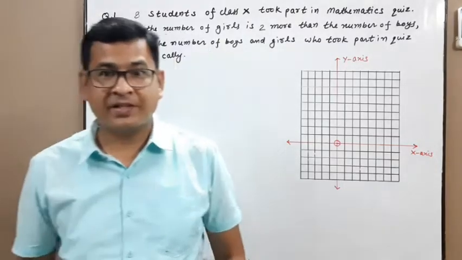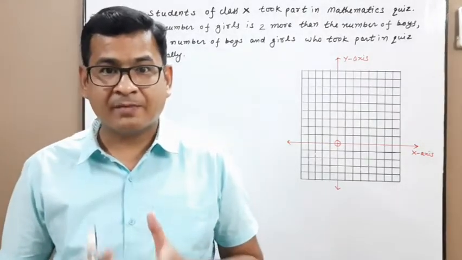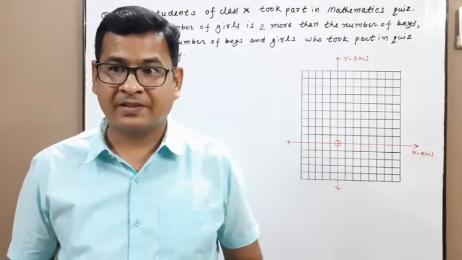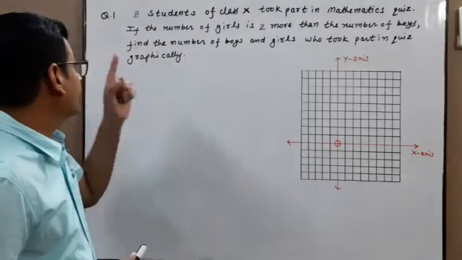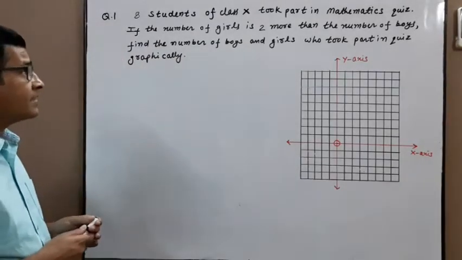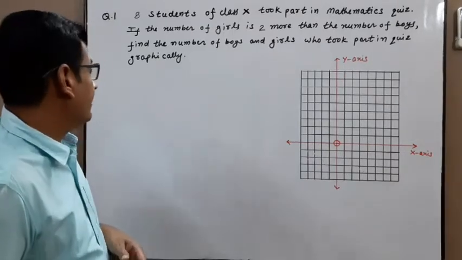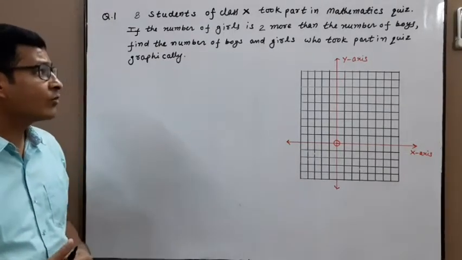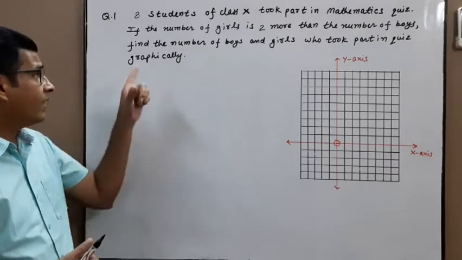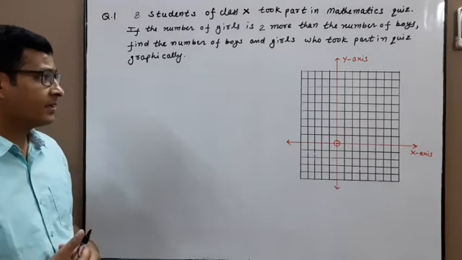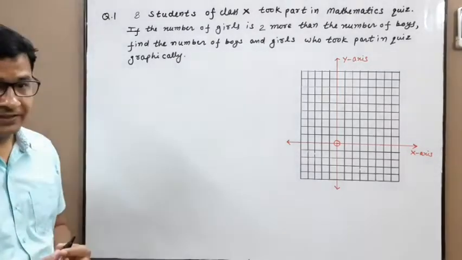Hello students, today we are going to discuss extra problems based on lecture 1. Question number 1. 8 students of class 10 took part in a mathematics quiz. If the number of girls is 2 more than the number of boys, find the number of boys and girls who took part in the quiz graphically.